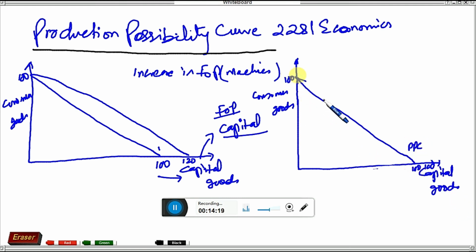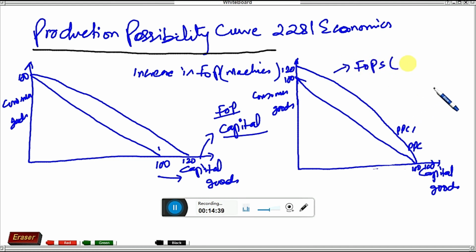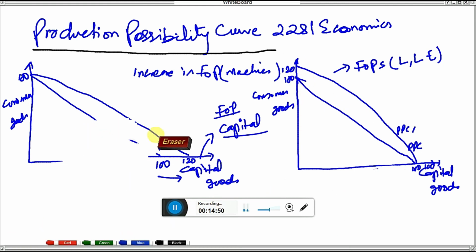Now you are observing that there is an increase. This graph is difficult to make, but again I'm trying my level best. This is your new PPC graph. On PPC1, you can produce 120 of consumer goods, but the same 100 of capital is produced. Which factors of production could have increased, which would have caused this growth? The factors of production: land, labor, or enterprise. That could be the factor of production which would have contributed to this. I hope you are able to understand this concept.